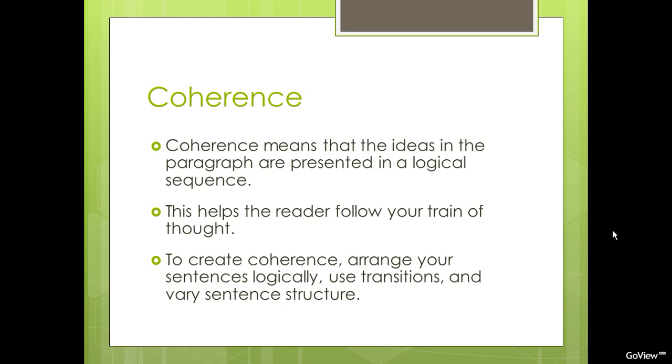In order to create coherence, you want to arrange your sentences logically, use transitions, and vary sentence structure. You can get some ideas for how to do these things by looking in your handbook or in your textbook. Look up these issues in the index and find some more information about it if you would like to flesh out your knowledge of these strategies. You can also email me and ask me, and I can help you find some resources to help you use transitions better or vary your sentence structure.